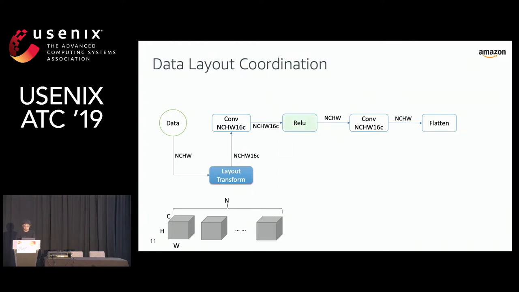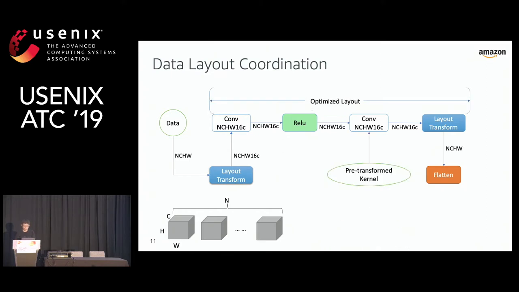Note that ReLU is an element-wise operation that can take any data layout and produce correct results. So the new data layout can now flow through the network until it reaches a Flatten operation. Flatten can only take the original data layout, so we have to insert an extra data layout transform before Flatten. Also note that the kernel needs to be transformed according to the new data layout, while for inference, the kernel transform can be pre-calculated during compile time. In our solution, we implemented a systematic approach to modify the layout between the layers and have the optimized layout pass through the network as far as possible.